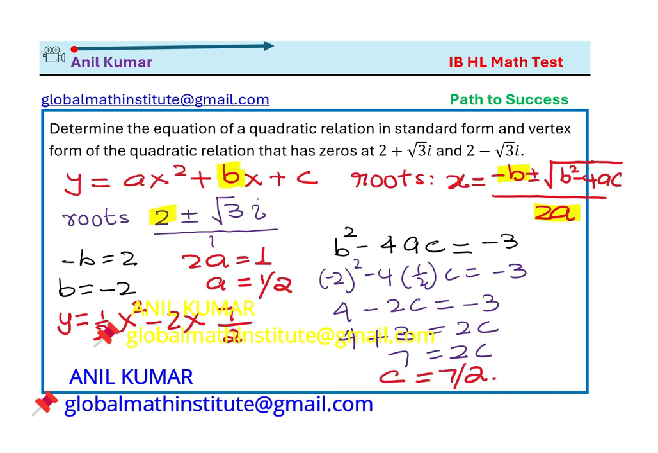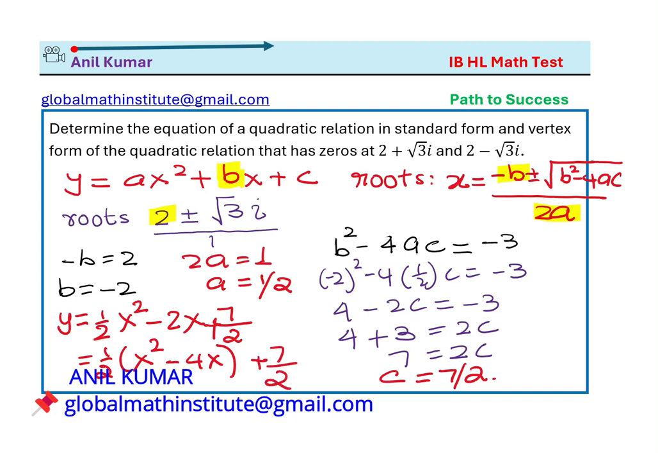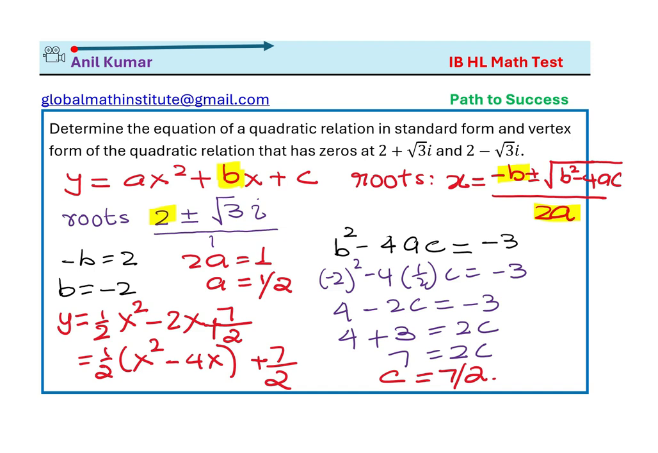Now, writing in vertex form is very simple. You can take care of the half here, right? And you get x squared minus 4x, and there is a plus here. I forgot to write that. And then you can keep this 7 by 2 outside and continue with completing the square, which you know, right, at this stage. So you can complete this and get the vertex form of this equation also.